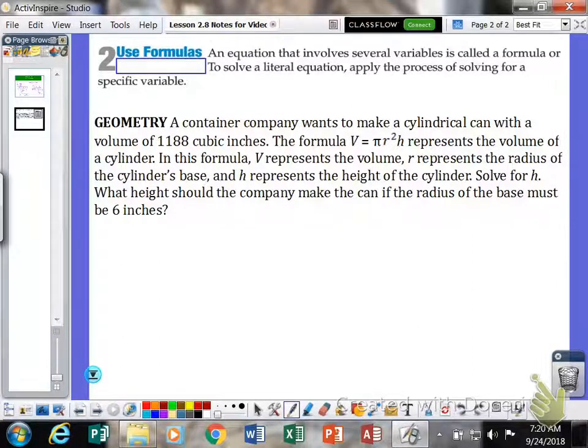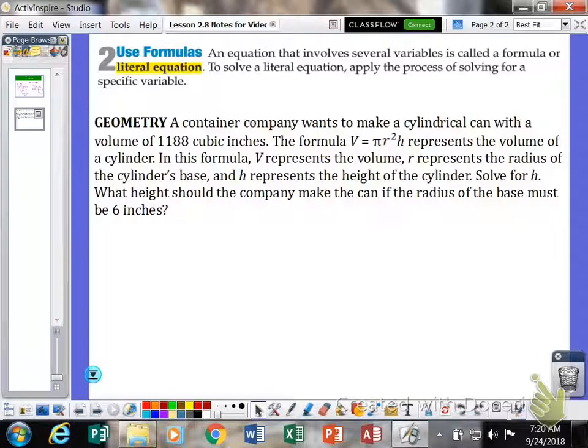All right, use formulas. An equation that involves several variables is called a formula, or a literal equation. To solve a literal equation, apply the process of solving for a specific variable. So, a container company wants to make a cylindrical can with a volume of 1,188 cubic inches. The formula V equals pi r squared h represents the volume of a cylinder. In this formula, V represents the volume, r represents the radius of the cylinder's base, and h represents the height of the cylinder. Solve for h. What height should the company make the can if the radius of the base must be 6 inches?